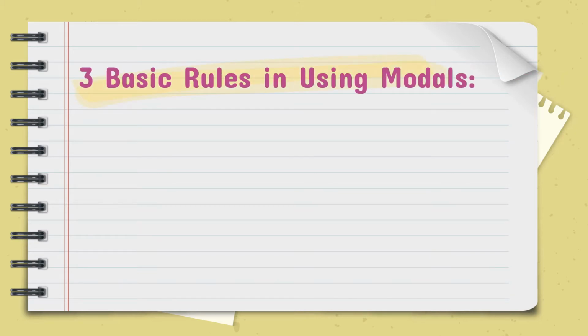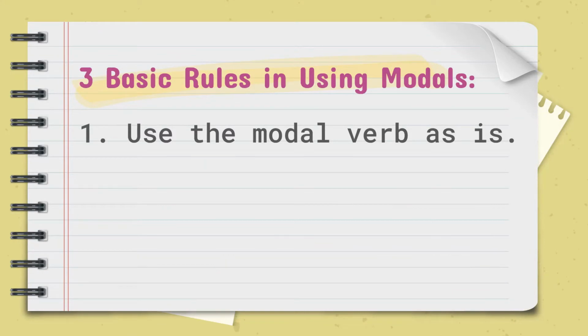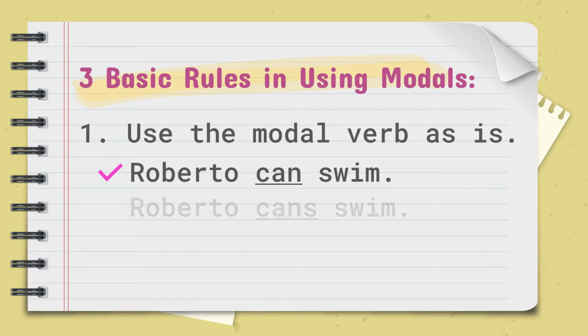Before I discuss the different modals and their uses, take note of the 3 basic rules to follow to avoid mistakes in using modals. The first rule is use the modal verb as is. Don't change its form and turn it into the present, future, or past forms. Don't add anything to it like s, es, ing, or ed. For example, we say Roberto can swim and not Roberto cans swim.